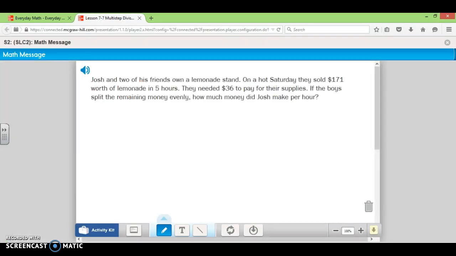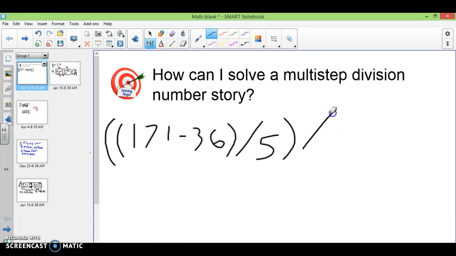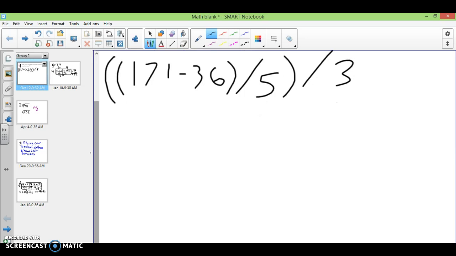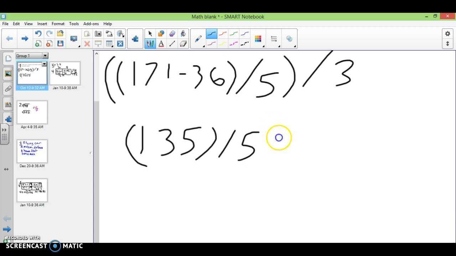But then when I go here, it says Josh and two of his friends. So that means they split the money 3 ways. So then I would divide this by 3. So first off, I need to do 171 minus 36, which is 135. So I'll get 135 divided by 5 divided by 3. So now I need to figure out 135 divided by 5.